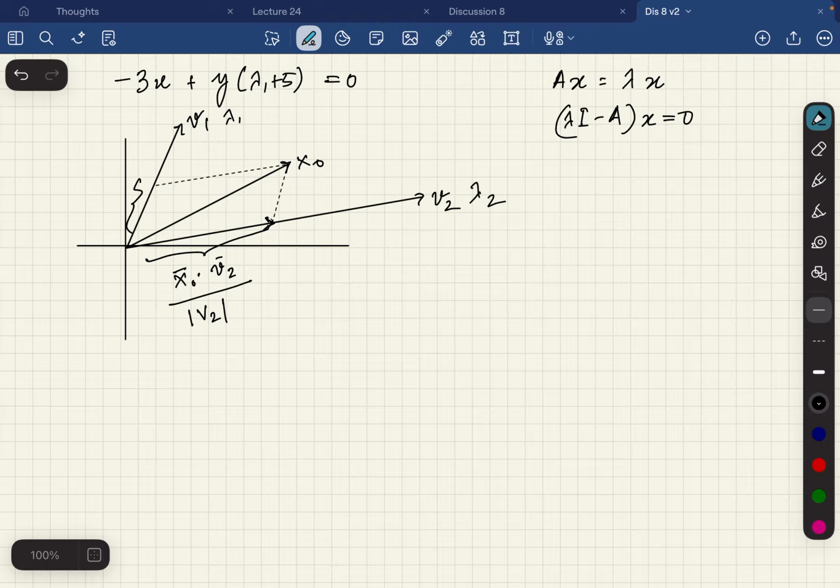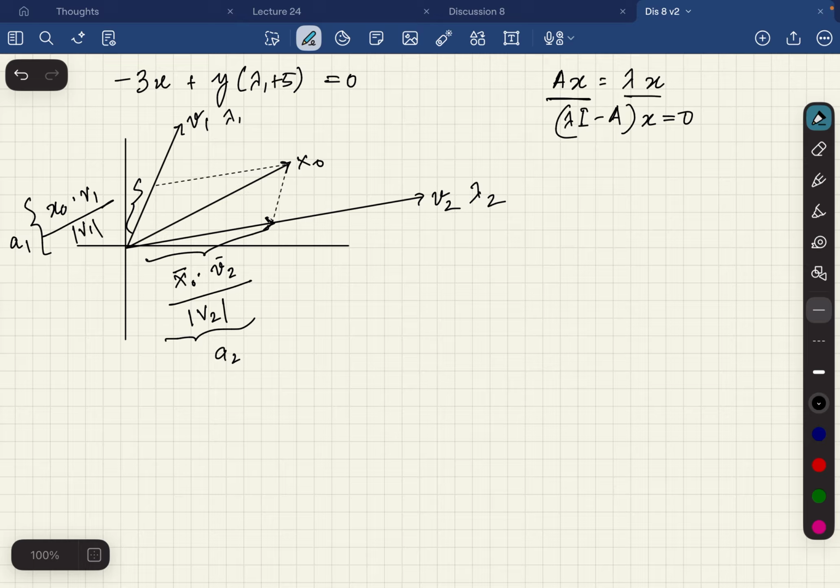This is x naught dot v1 divided by mod of v1. Okay. So forget x naught now. We are looking at some vector a1 and some vector a2. And I know that a1 and a2 lie along the eigen directions of A. So what have we learned?